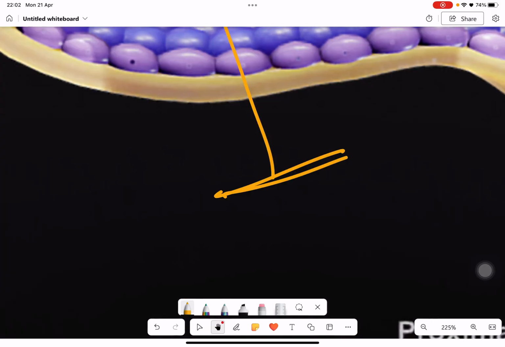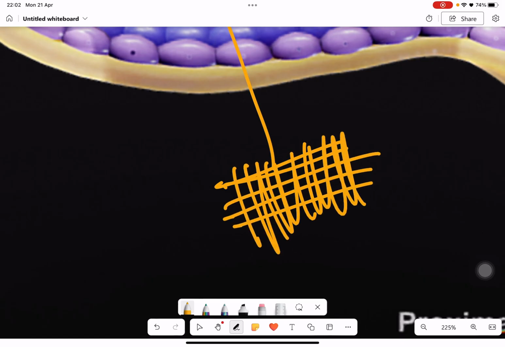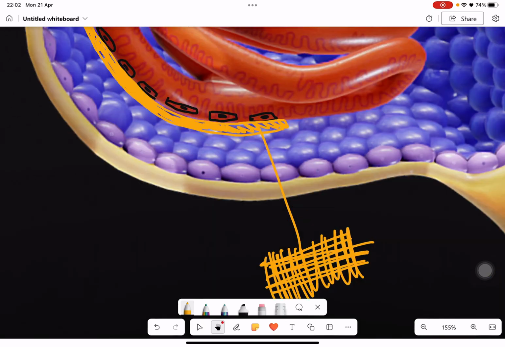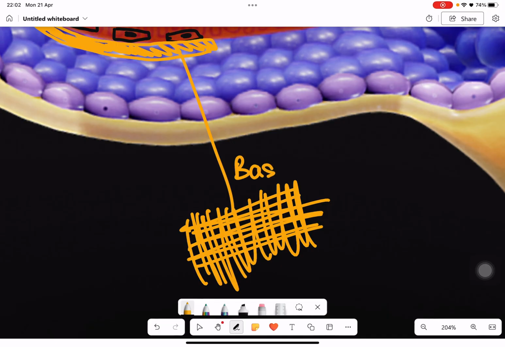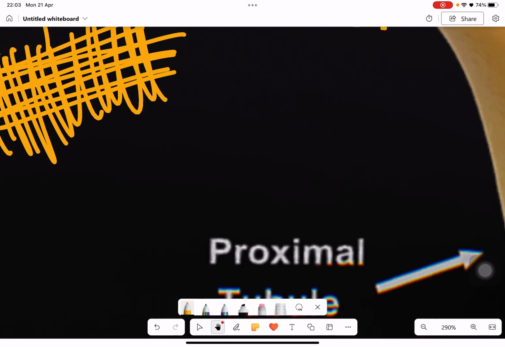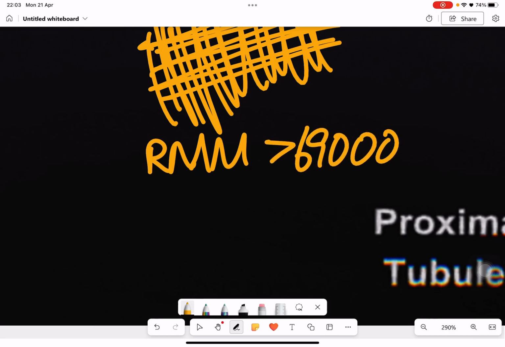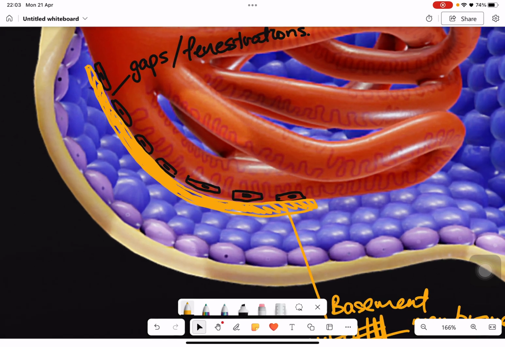So you can imagine a mesh would be something like this, really tightly packed, nothing really can pass through. And this is actually the main selective barrier. So this basement membrane is actually the main filter for the Bowman's capsule, because this prevents all of the red blood cells, white blood cells, and large plasma proteins from passing through the bloodstream into the kidney. So yeah, this is the main thing. And remember, as I've said just now, any substances with a relative molecular mass that's larger than 69,000 cannot pass through. So that's the basement membrane.